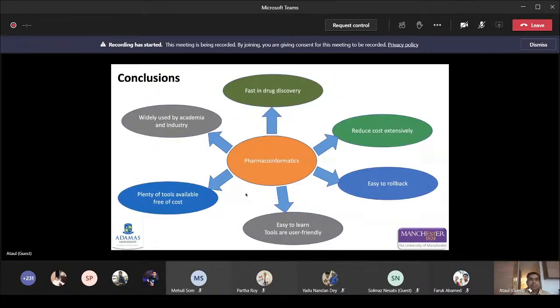And finally, I would like to conclude that pharmacoinformatics is widely used by academicians and industry people. A lot of tools are available. If you have funds, very good, then you can go for the commercial software. If you don't have, no need to worry. There are plenty of freely available tools that you can use for your project. It is very easy to learn, very user friendly, and very importantly, it is easy to roll back. Suppose at a certain time you found that you are wrong, you can easily roll back, but it is difficult for experimental approaches. It reduces the cost, and it is very helpful to enhance drug discovery.